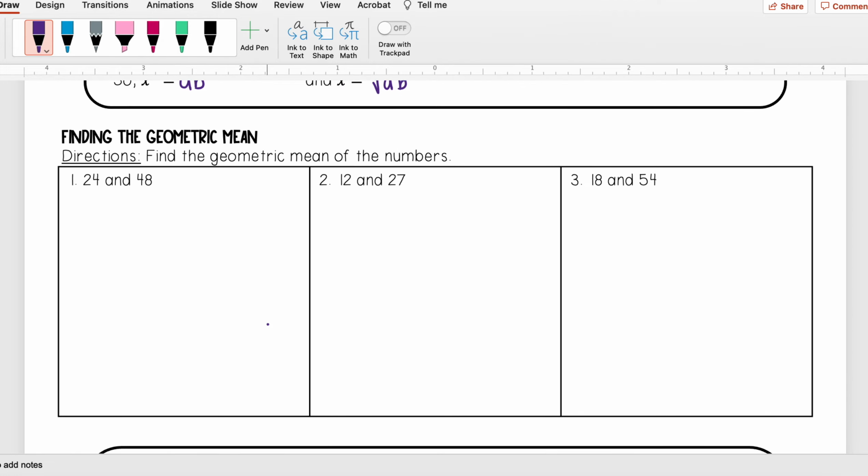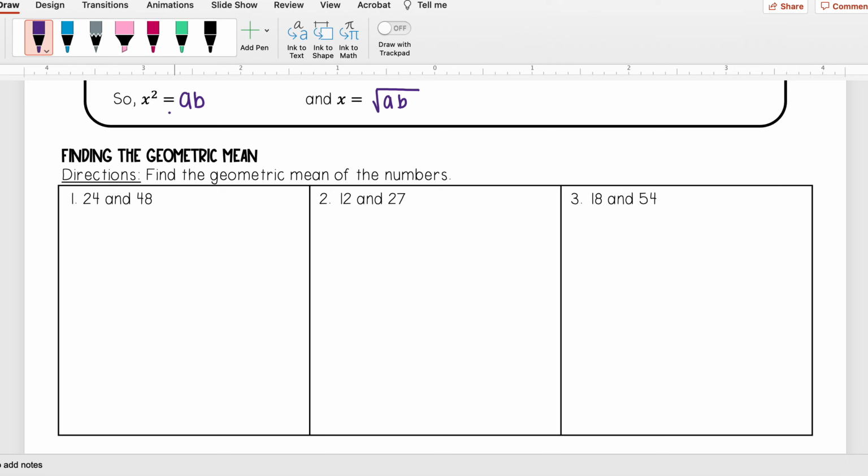First, I want to find the geometric mean of 24 and 48. I know that x squared is equal to a times b, so x squared is equal to 24 times 48, which gives x squared equals 1,152. Then I can take the square root of both sides. Here we're going to practice simplifying radicals again, so I'm going to use a factor tree.